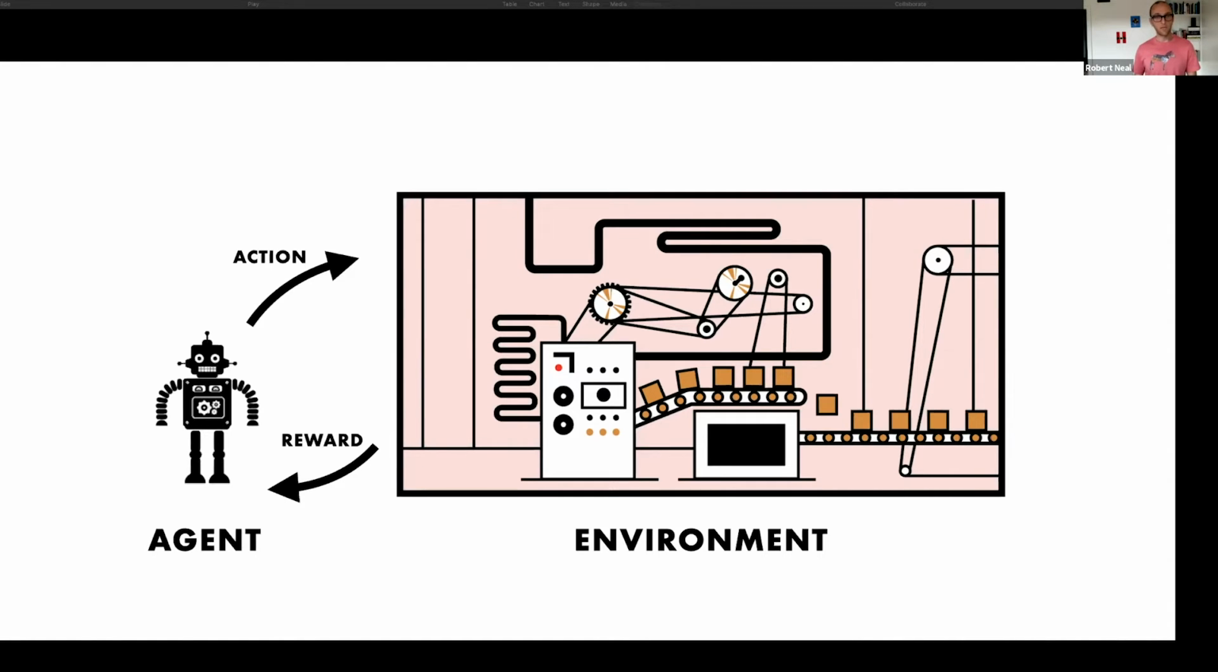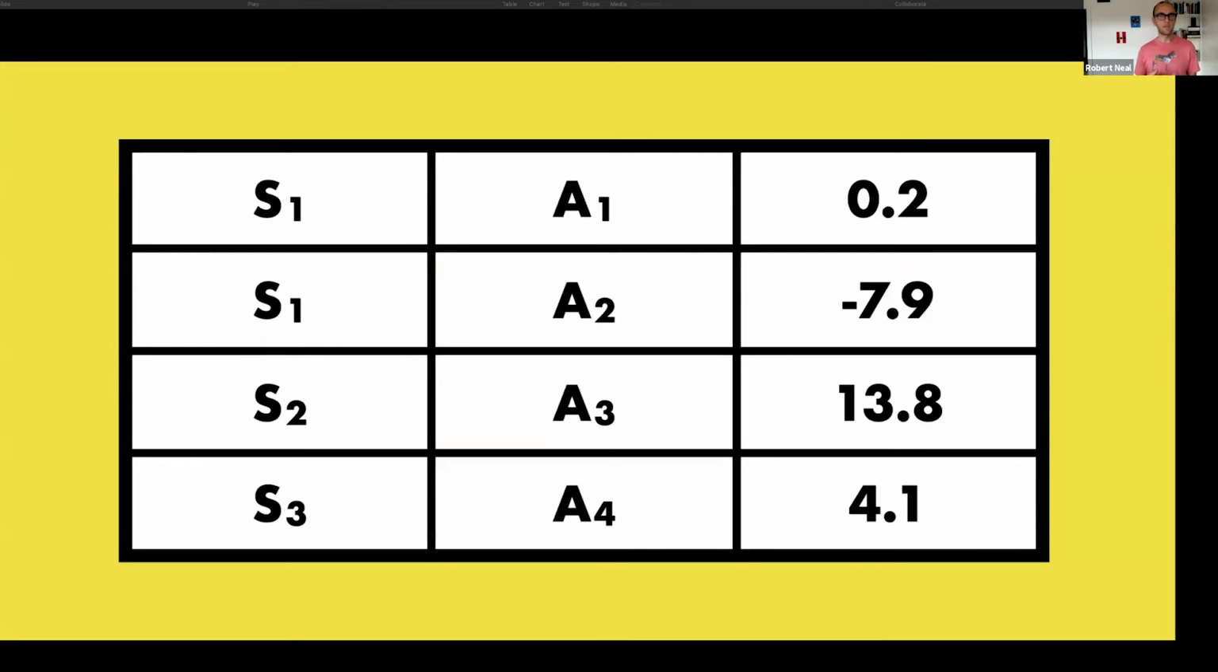Well, there are different methods for picking it, but the context in which we'll talk about it now is a tabular context, where we actually want to keep a record of, for each state and action, the reward values. So you can imagine this table representing, for state 1 and action 1, of all the times that I've taken that action in that state, maybe I'm averaging the reward, and the average reward is 0.2. And then likewise for action 2 in that same state, my average reward is negative 7.9.